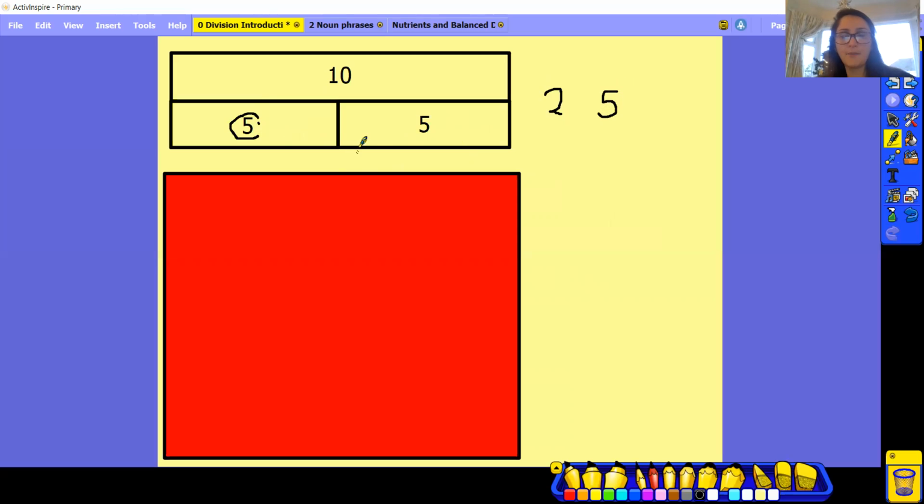Now remember, we could do 2 times 5. And if you know your 2 times 5, it would equal 10. Okay, and again, you can do 5 times 2.